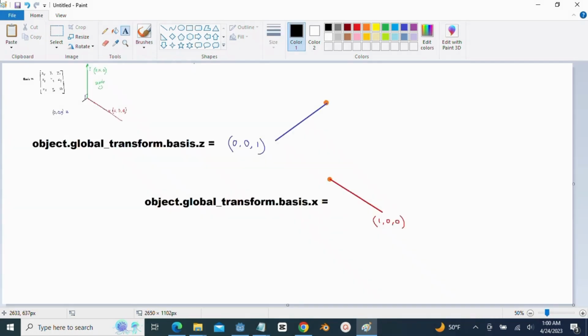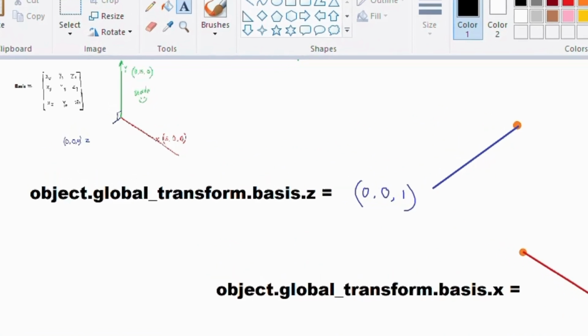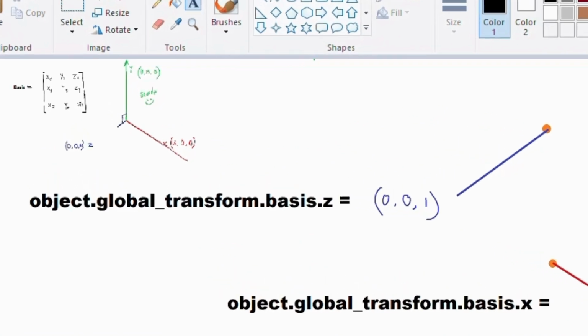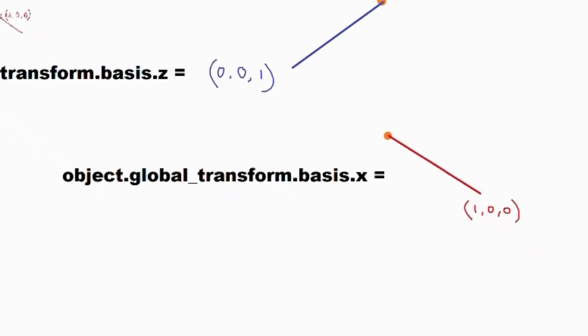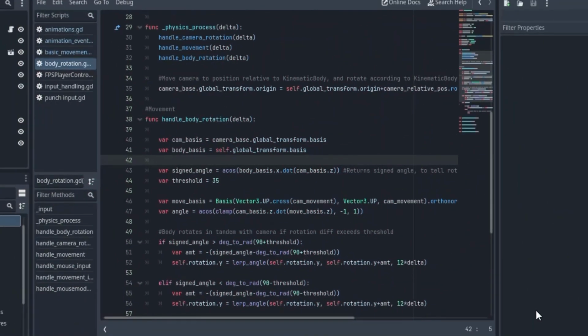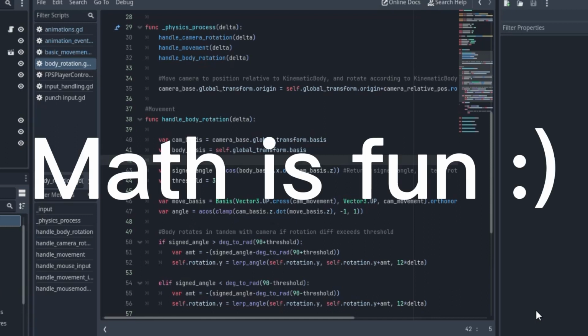We can access the object's forward-facing direction through global transform.basis.z, and then global transform.basis.x would be the object's right-hand direction. Now that we know which way the camera is facing, we want to know the difference between the rotation of the body and the rotation of the head. To do this, I'm gonna do a little math. Don't worry, math isn't scary, math is cool and awesome.